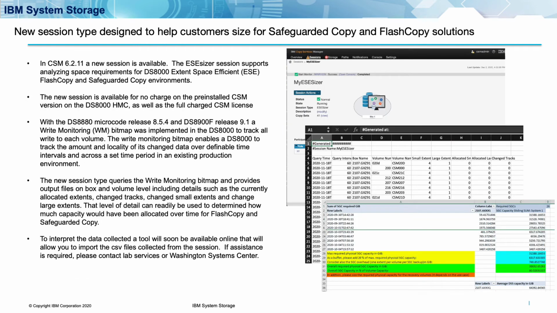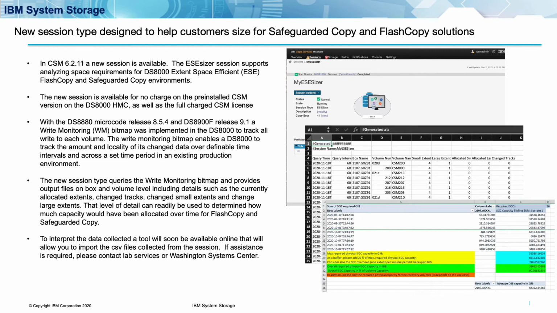In 6.2.11, we added another new session type, which we call the ESE Sizer session. ESE stands for Extent Space Efficient. So what does this ESE Sizer session do? Well, it's designed to help you analyze your space requirements so that you can properly size for FlashCopy and Safeguarded Copy solutions.